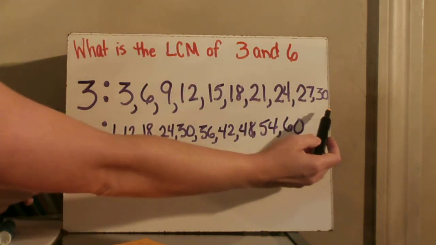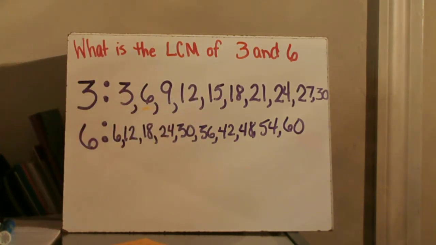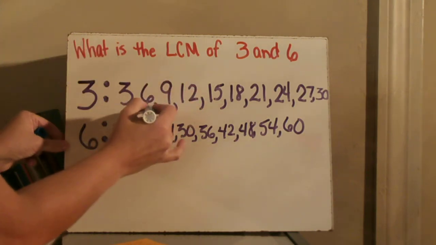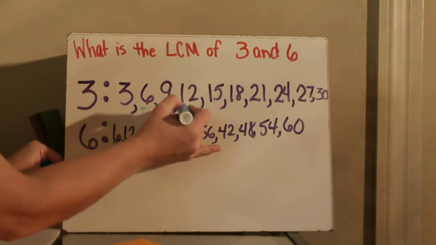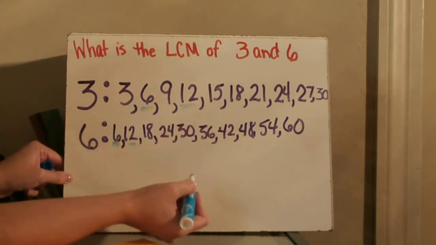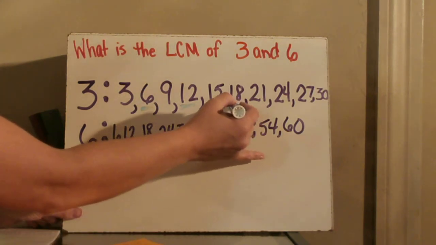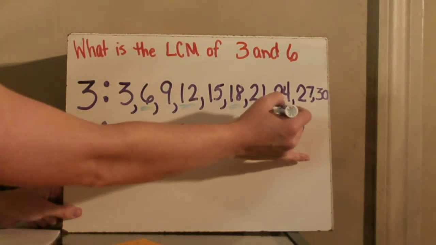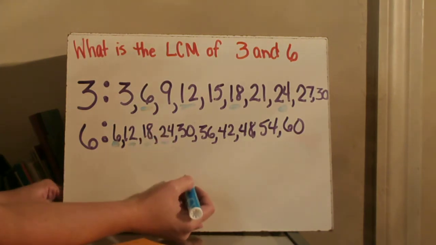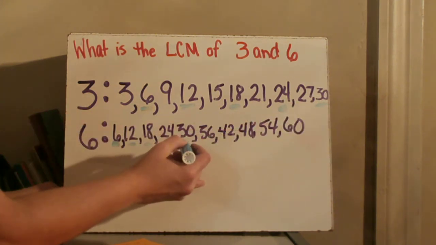When I look at the top list and the bottom list, I see the number 6 in both lists. So 6 is a multiple they have in common. I also see 12 in both rows, so 12 is another multiple they have in common. I also see 18, another multiple in common. I see 24, another multiple in common. And I see 30, another multiple they have in common.